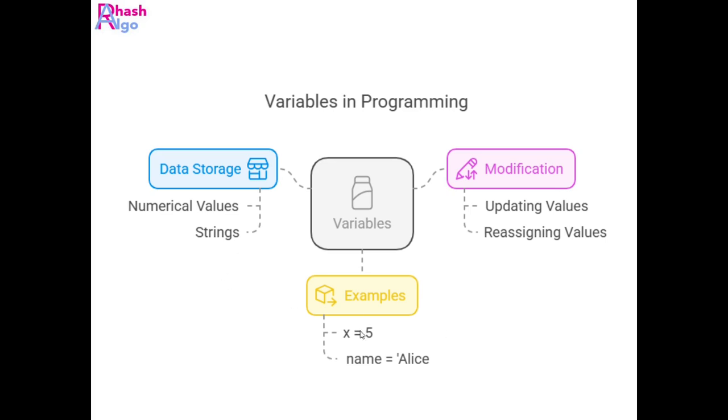For example, if I want to assign a value to x, like x equal to 5, I can do something like this. And if I want to assign a name like Elias, I can do something like this. And as usual, we can do updates and modifications, assigning new values to the variables.